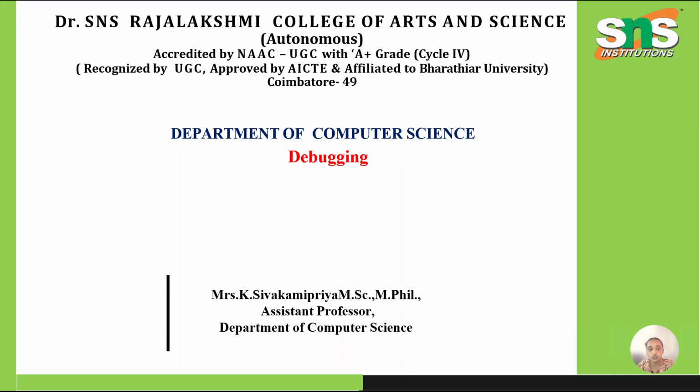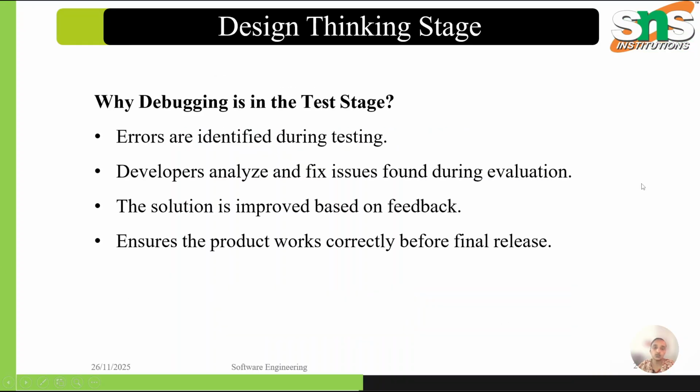Today, we are going to talk about debugging in software engineering. Design thinking stages: why is debugging in the test stage? Debugging is about errors. The errors are identified during testing. Whenever we test a particular product or project, we first identify what errors are there. After the identification, we can rectify those errors during testing. That is called debugging.